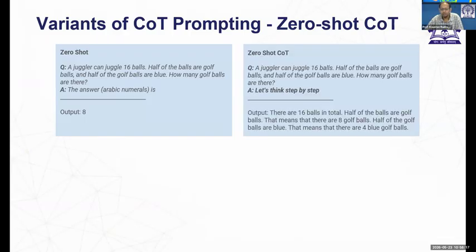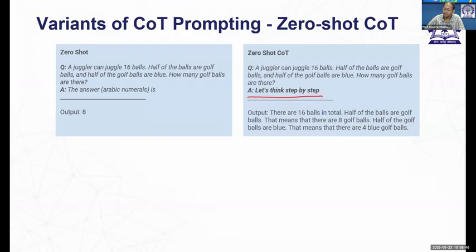Now, in the zero shot chain of thought, what am I doing? I am asking the same question, but this time I am also adding one small thing in the prompt. I am telling the model, let's think step by step. I am not telling how to solve the problem. I am also not giving you examples. I am just adding one simple text to the prompt. I'm just telling, let's think step by step. Now, if I just add this particular thing to the prompt, you can check the difference in the output.